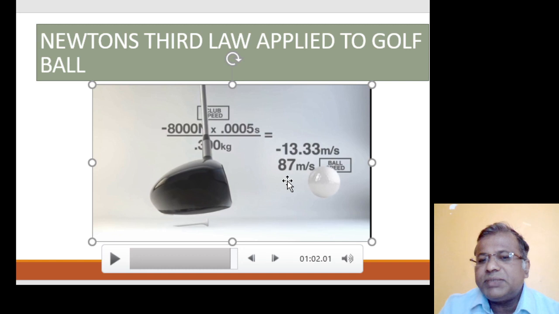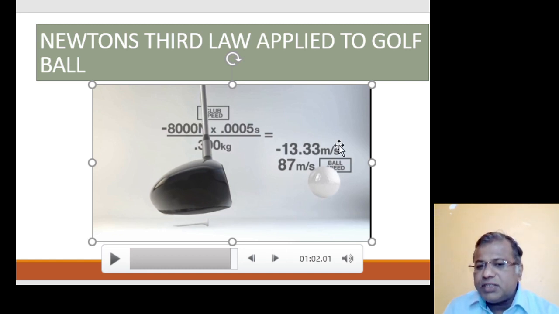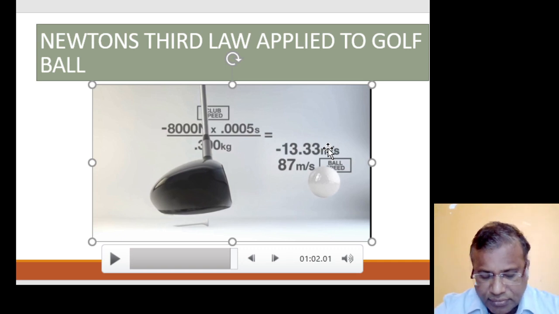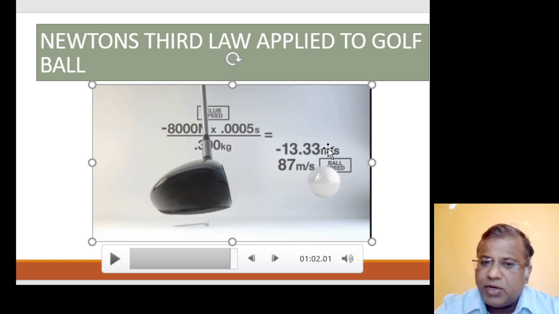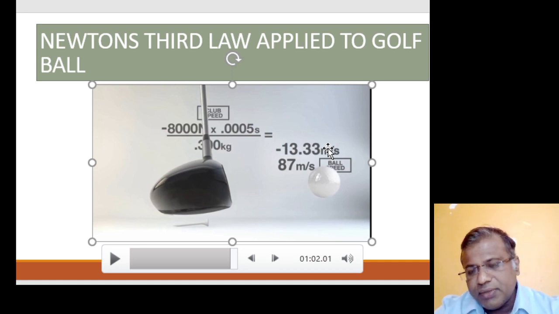So it will experience a reverse velocity of roughly minus 13.33 meters per second. Okay, so always there will be an action and reaction pair, right? And one thing which we will try to understand here is that if the masses had been the same, then both would have experienced the same acceleration. Okay, so we saw last time that whenever force acts on any object, there will be acceleration, right?